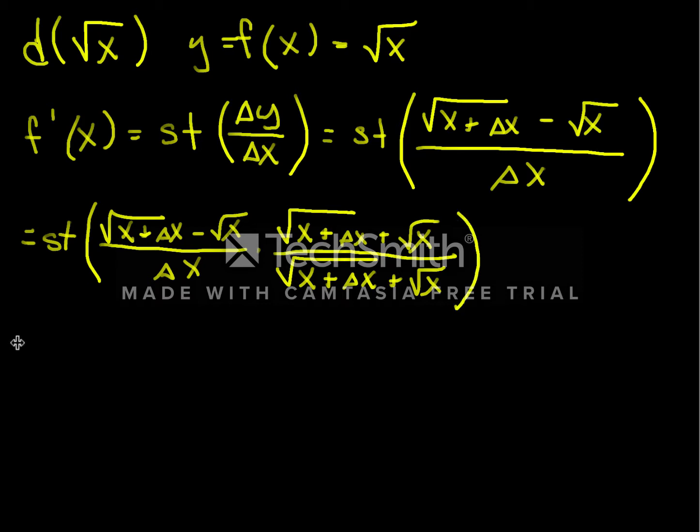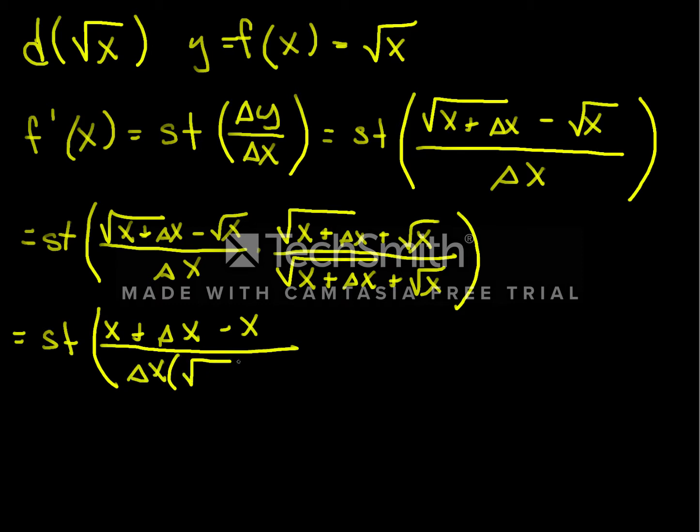And so the numerator becomes, we'll have the standard part. The numerator, when we multiply this out, becomes x plus delta x minus x. And the denominator will become delta x times the quantity square root of x plus delta x plus square root of x.